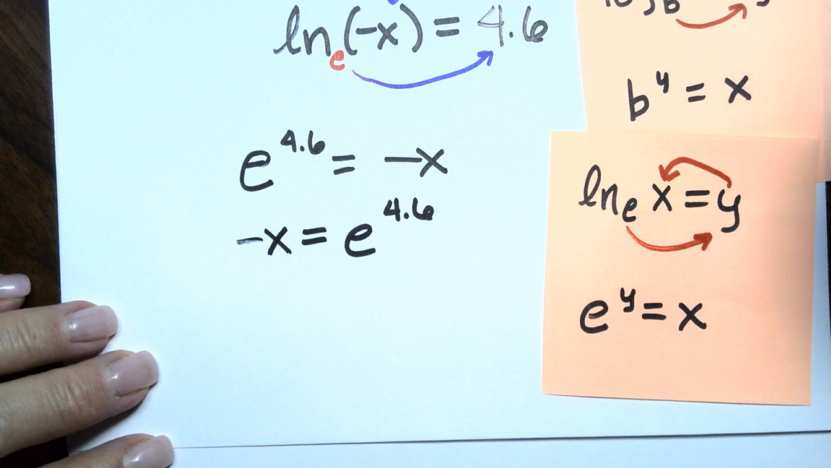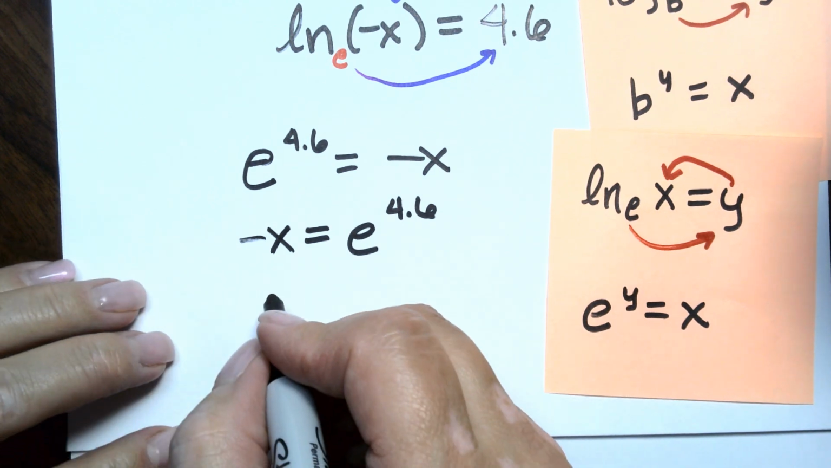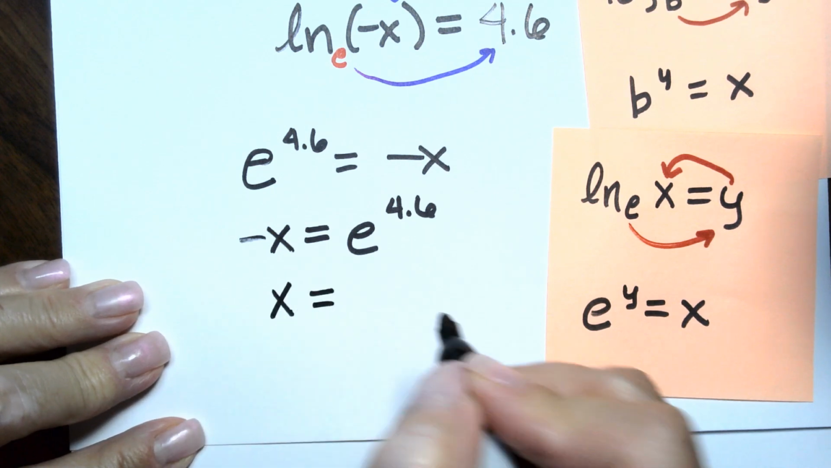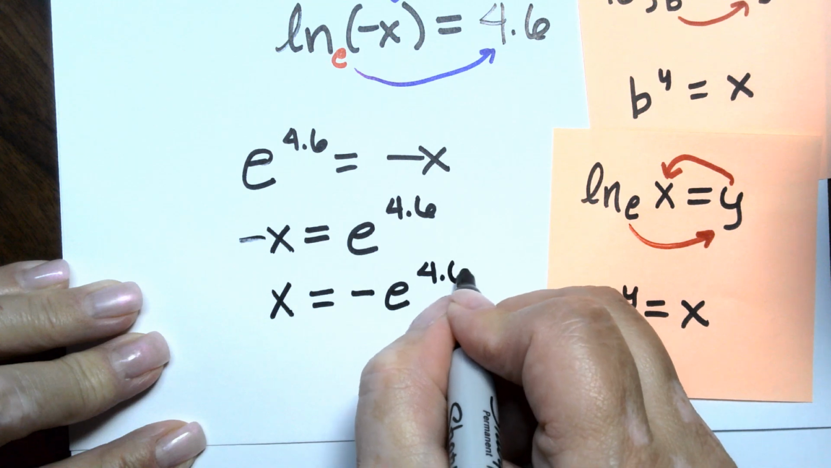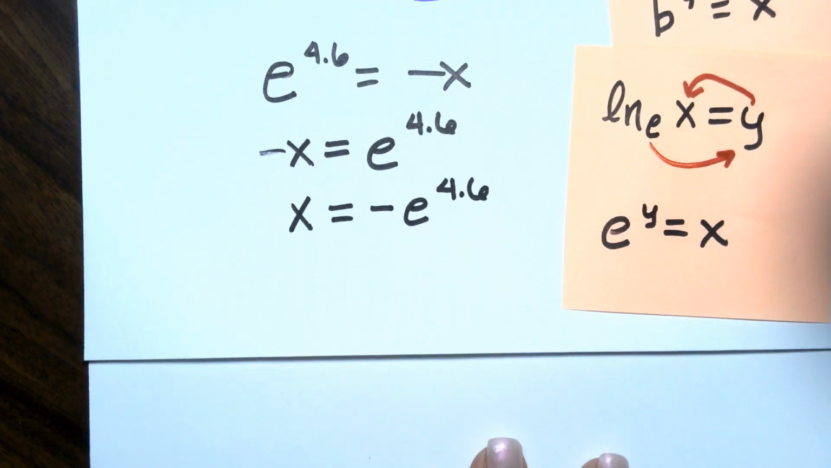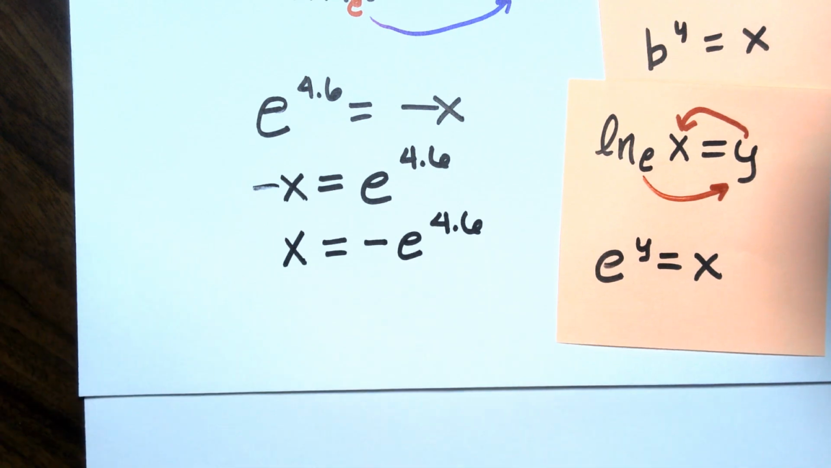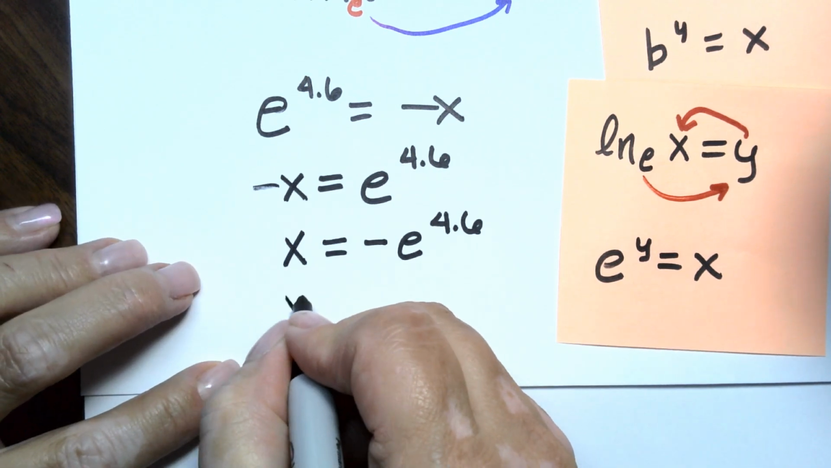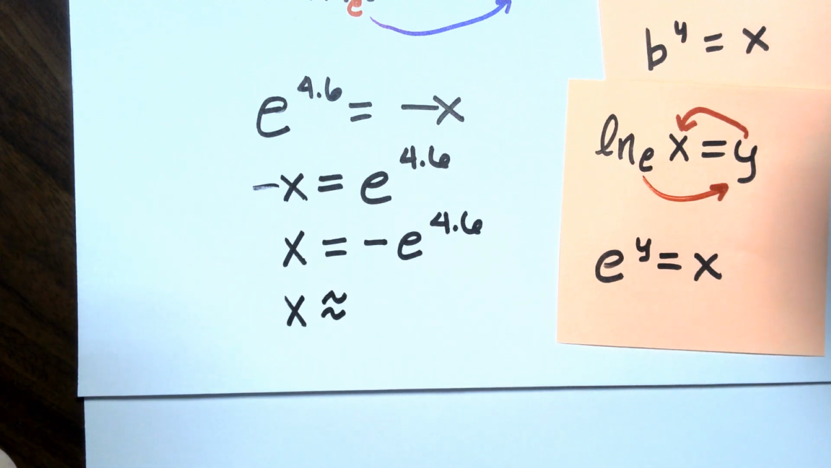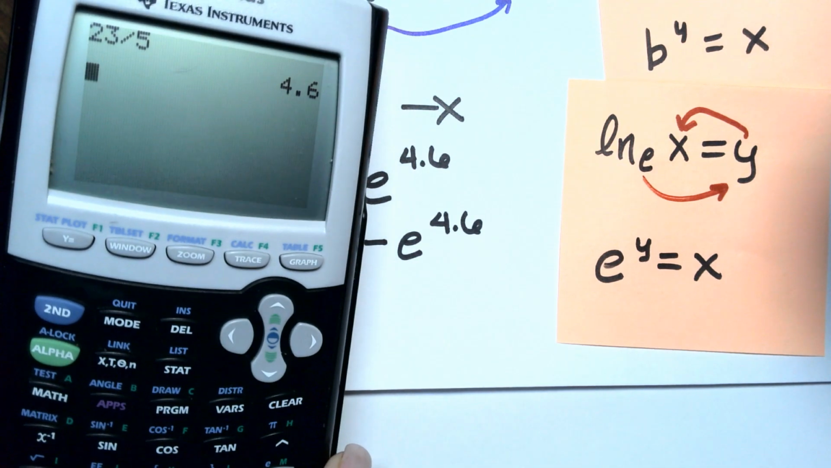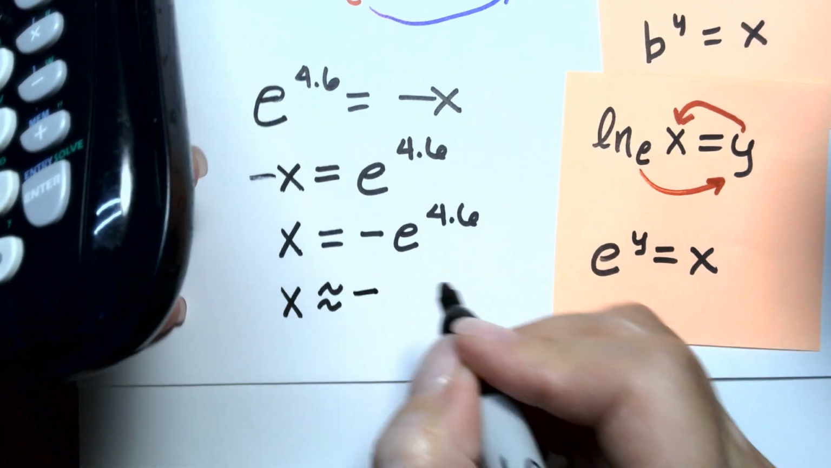Now, the next thing to do is to divide by negative 1, and I'm doing that in my head. So I now have x equal to negative e to the 4.6. When you're first learning about e, it feels like that's a variable, but it's not. That's a number. So we're going to be able to come up with a number for that. So I'm going to ignore the negative. I know the answer is negative, so I'll just carry that down.